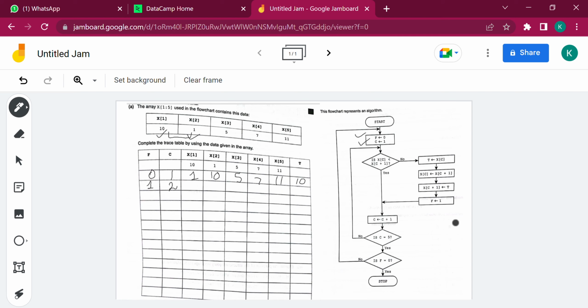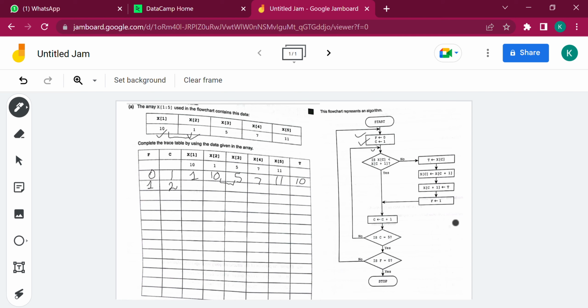Is c equal to 5? No. Here we have c equal to 2, so the data will flow through this no line and we come here. Now x of c is basically x of 2. What is x of 2? It's 10. And what is x of 3? This statement is saying: is x of 2 less than x of 3? So we are comparing these two values. 10 is not less than 5, so again we proceed through the no line.